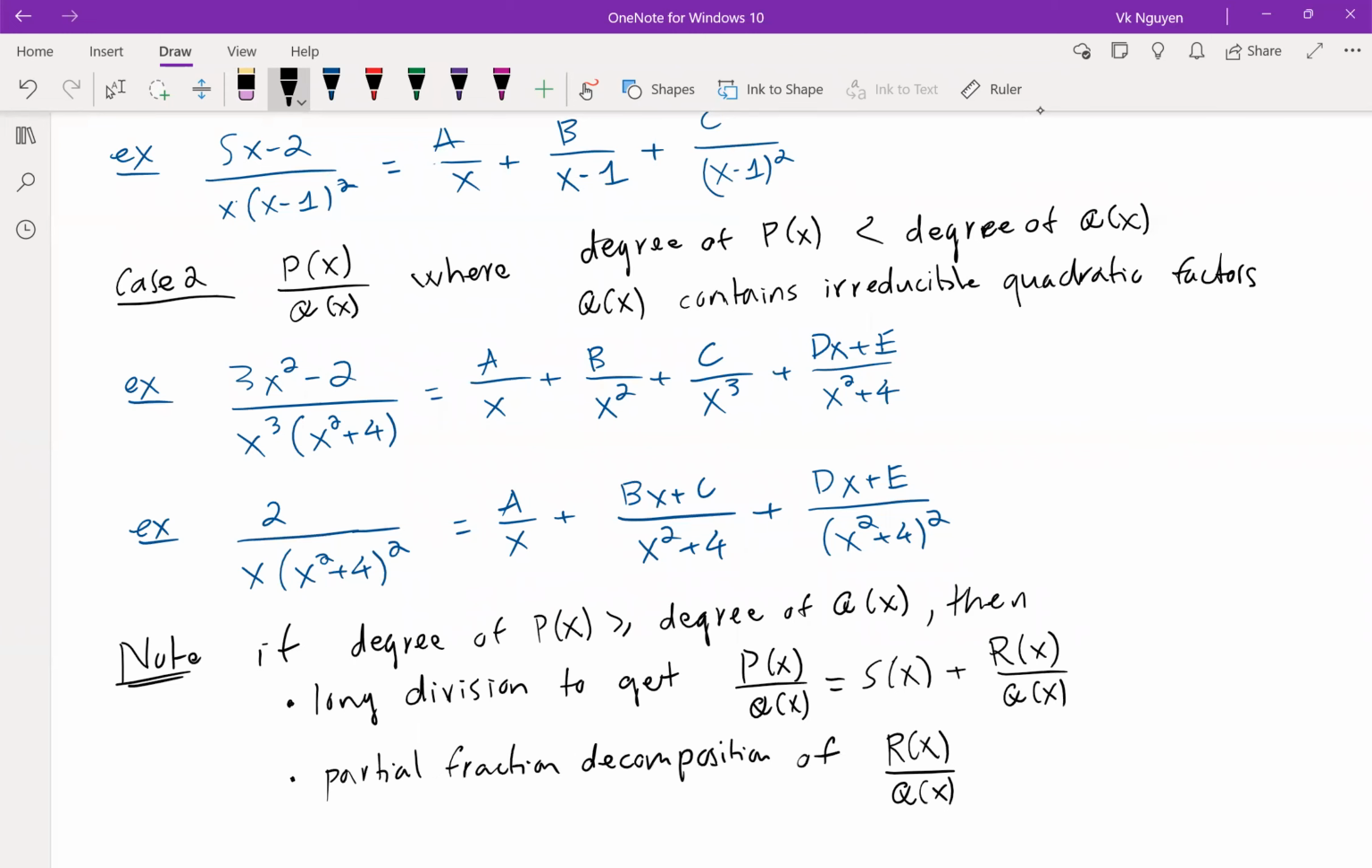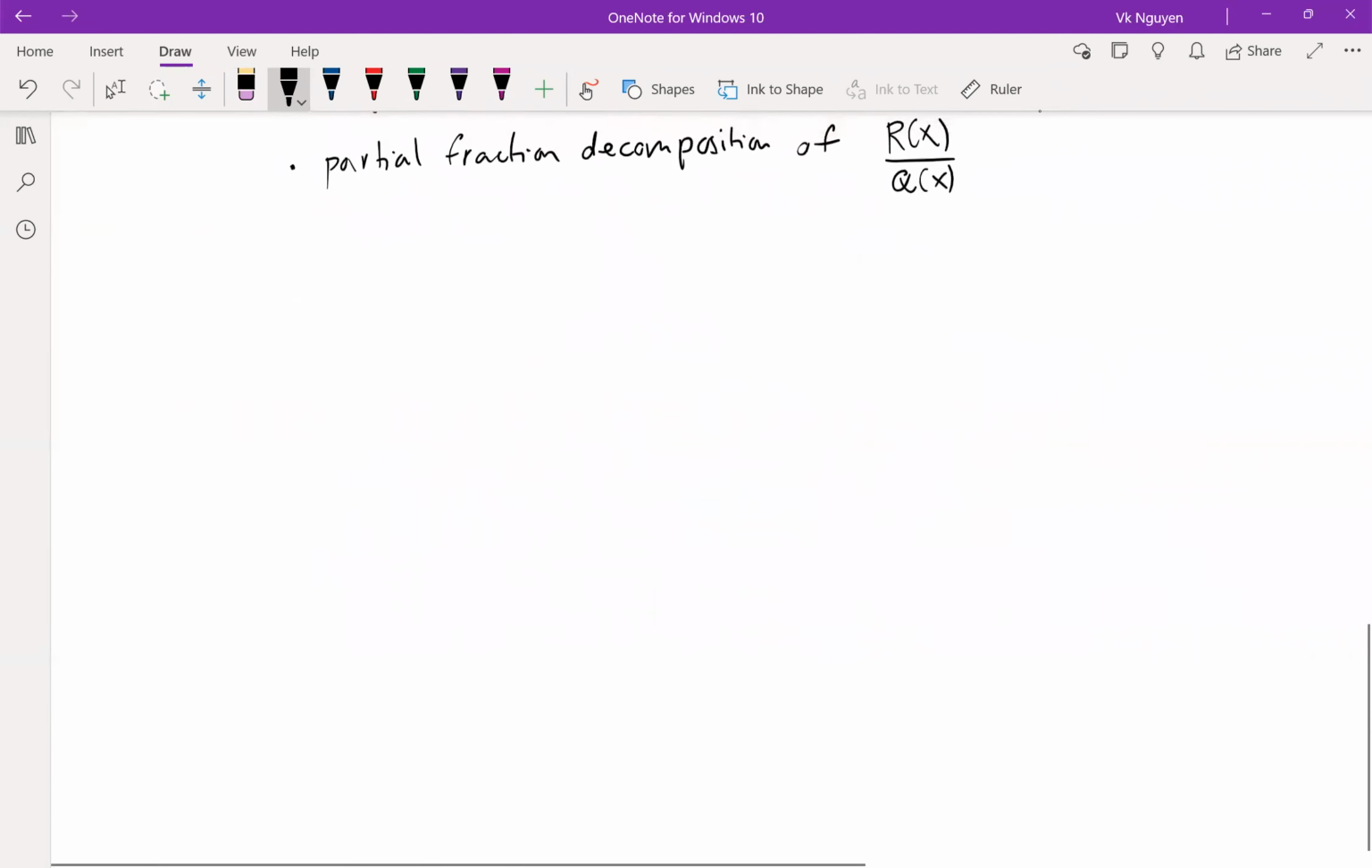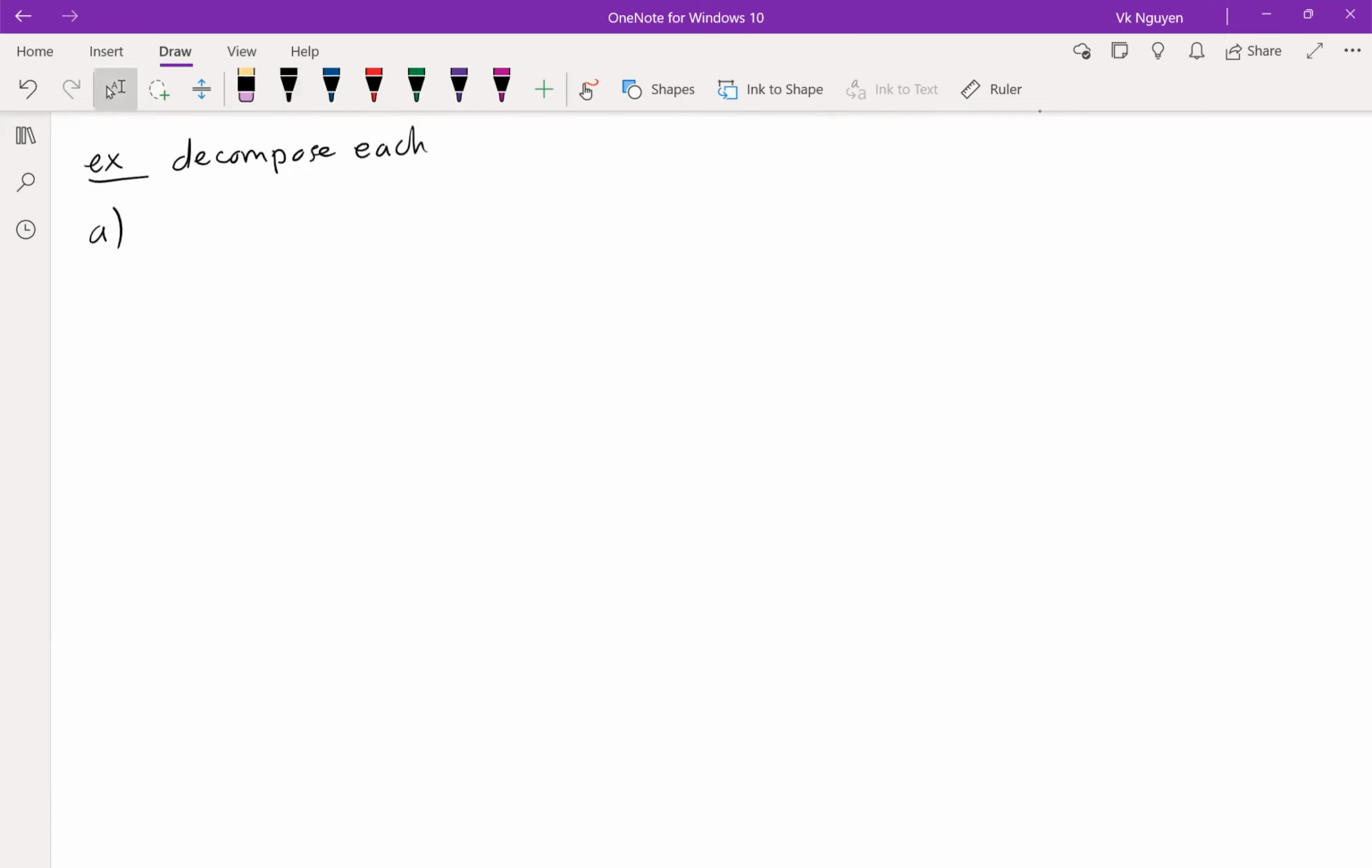Let's take a look at a few examples. Decompose each. Here comes the first one: (5x minus 2) over (x squared minus x). We already know the answer. Let's decompose this one.